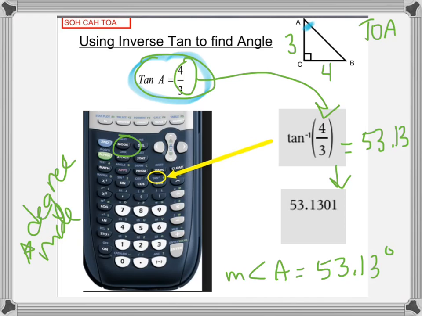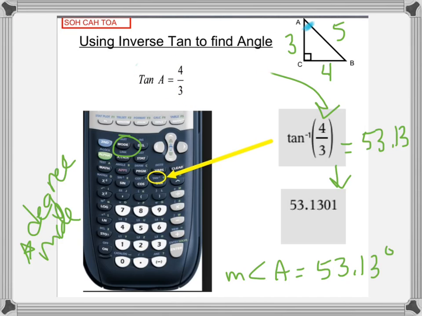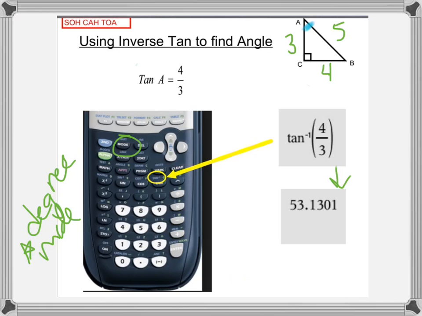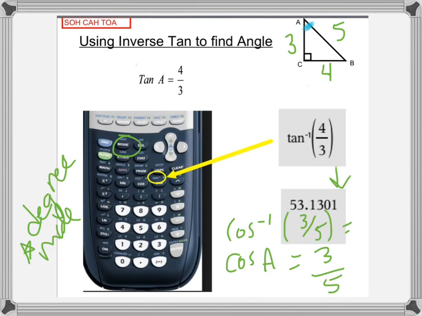Now, the inverse cosine. Let's say that this is a 3, 4, 5 right triangle. So let's say that instead of knowing the tan, you knew the cosine, right? So let's say that you knew that cosine of angle A was the adjacent, which is 3, over the hypotenuse. Okay, then if you did cosine inverse of the ratio, which is 3 over 5, you would still get back 53.13.